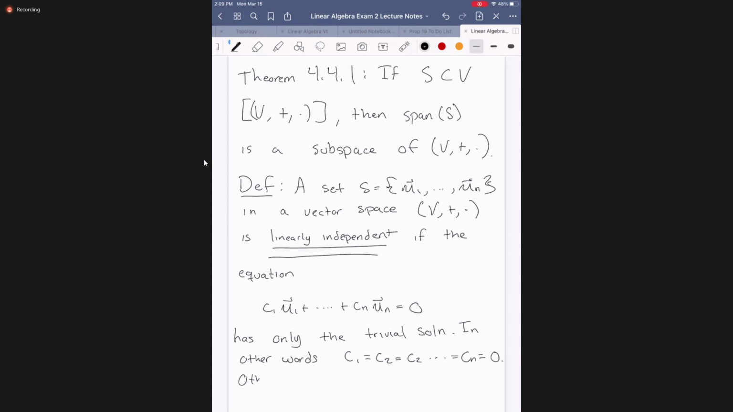But anyway, otherwise, it's called linearly dependent. Okay.